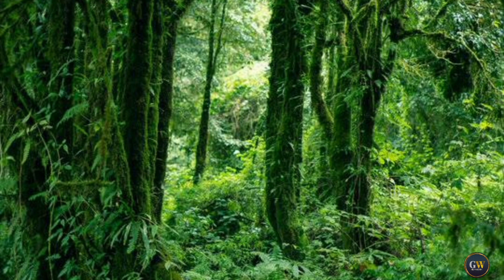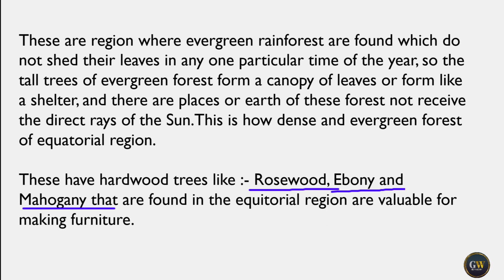So you can see this is the image of the equatorial region, the evergreen forest, which includes the rosewood, the ebony, mahogany, and these all are found in the equatorial region and are valuable for the making of furniture. Why? Because these are the hardwood trees, right? So these all are the vegetation of this equatorial climate that are dominated by the evergreen forests that are so dense because of the constant rainfall throughout the year.